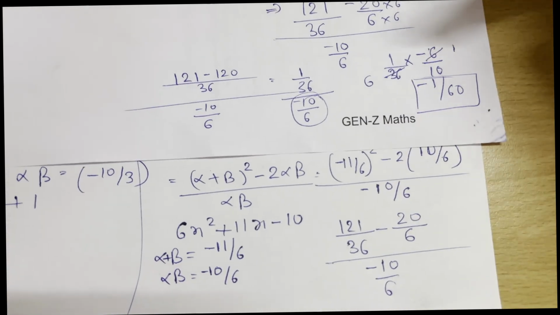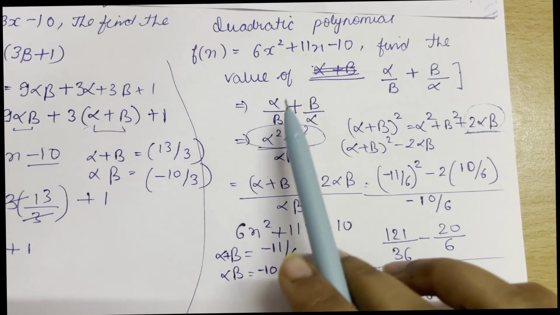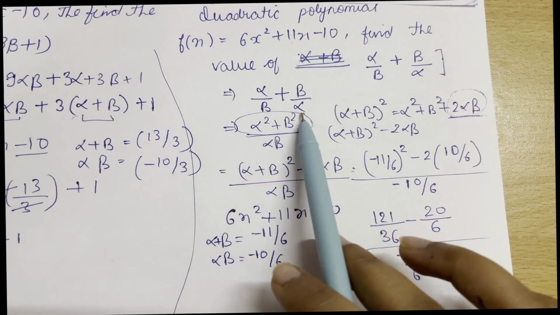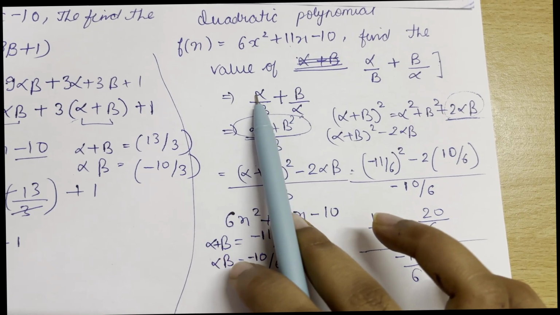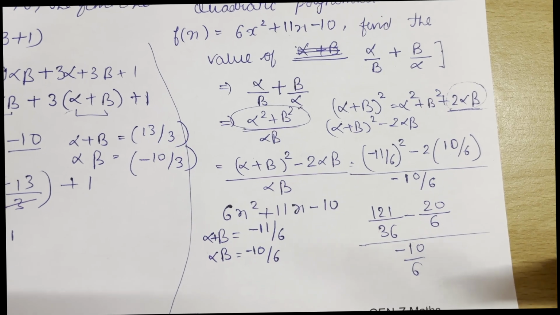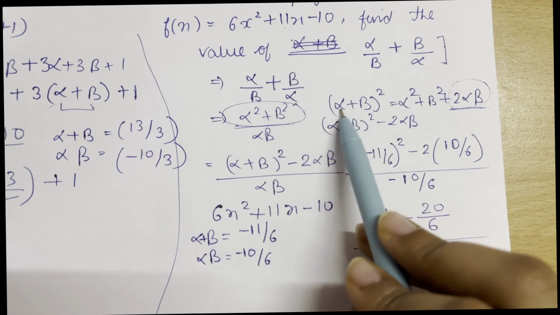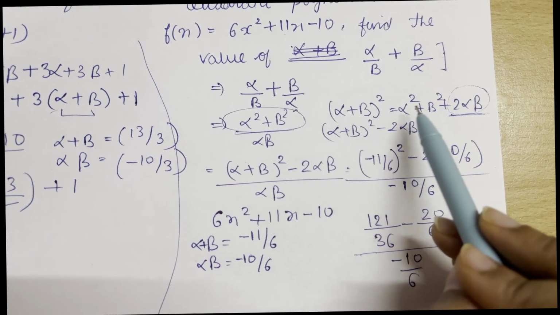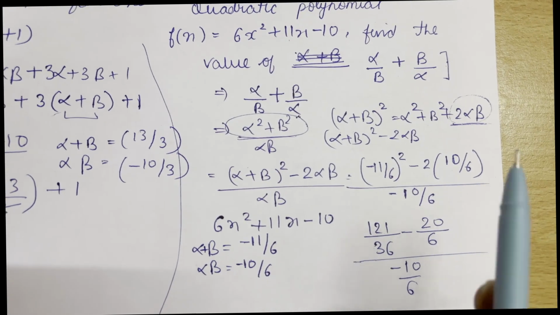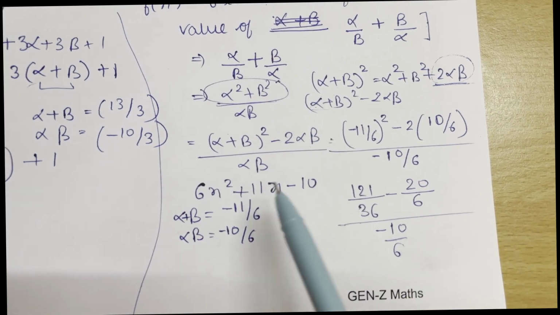I hope you understand it. Let me give you a short recap for this question, as it was a lengthier one. We were asked to find alpha upon beta plus beta upon alpha. So what we did was, we took the LCM, and when alpha is multiplied on the left hand side, it becomes alpha square, and beta on the right hand side becomes beta square. And to find this value, we go through the identity alpha plus beta whole square, and we get the value of alpha square plus beta square, which equals alpha plus beta whole square minus 2 alpha beta, and we substitute these values and get this expression here.